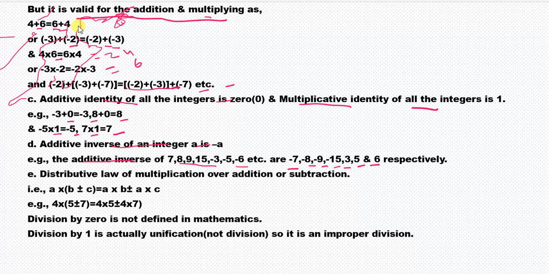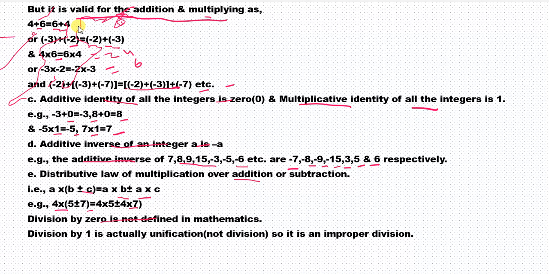Distributive law: multiplication over addition or subtraction. A into bracket B plus C is equal to A into B plus A into C. This is valid. For example, you can check it by this example: 4 into bracket 5 plus minus 7 is equal to 4 into 5 plus 4 into minus 7.